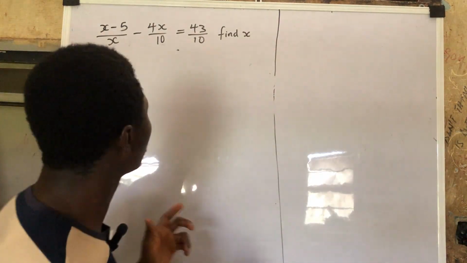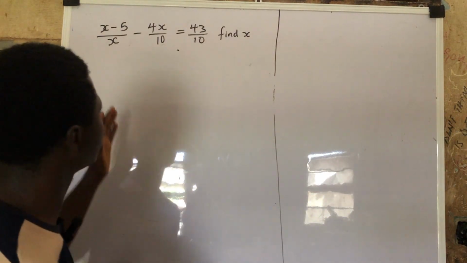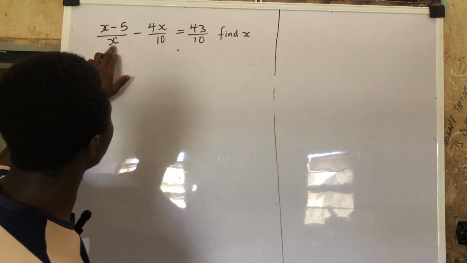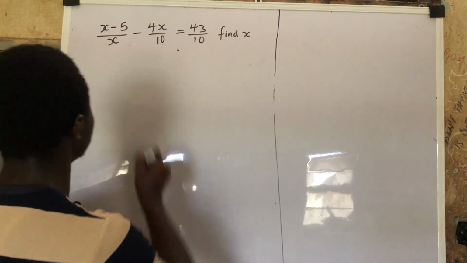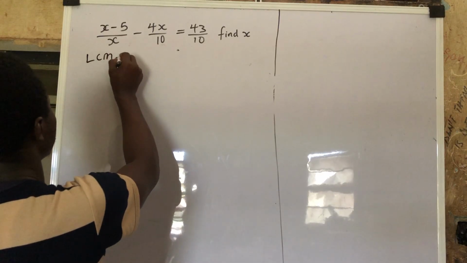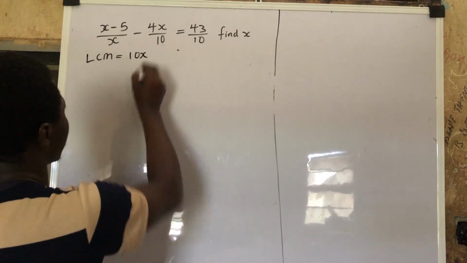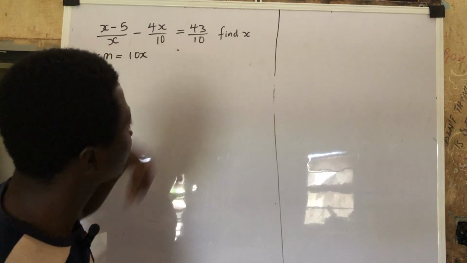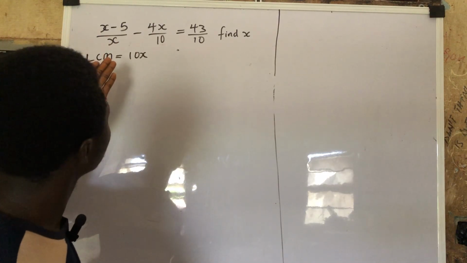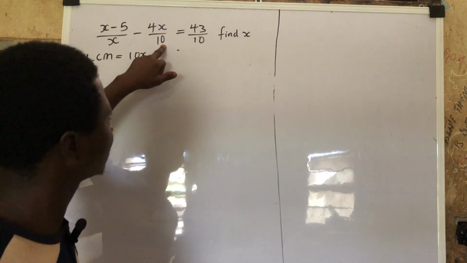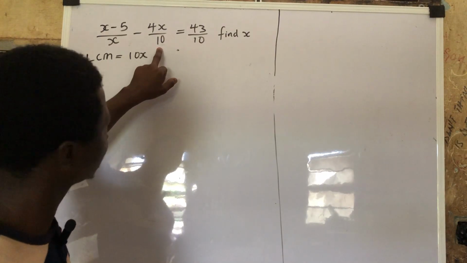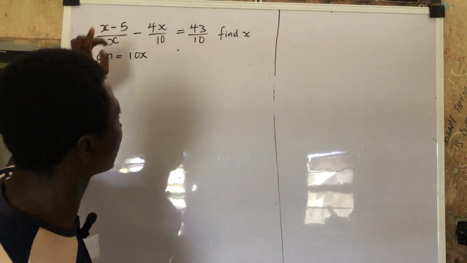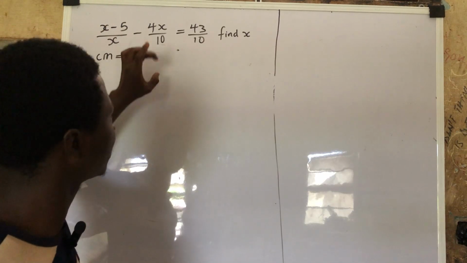In order to find the value of x, we'll have to find the LCM of their denominators, right? So the LCM of x, 10, and 10 is what? The LCM is 10x. How do we come about that? We have x, we have 10, we have 10. We simply comply with the 10 that we have here. That is, the LCM of 10 and 10 is actually 10, and then we multiply it by the variable that we have here in order to obtain the LCM, 10x.